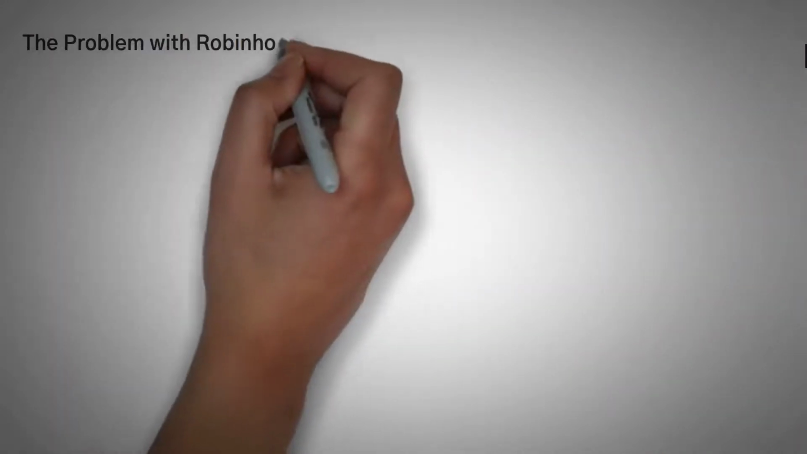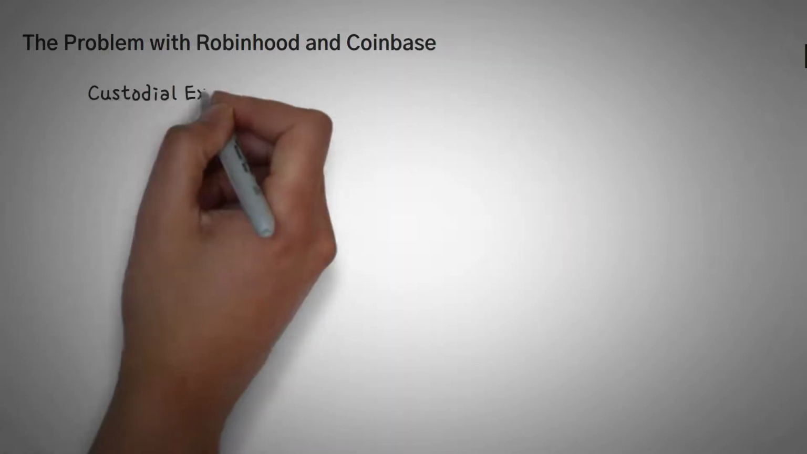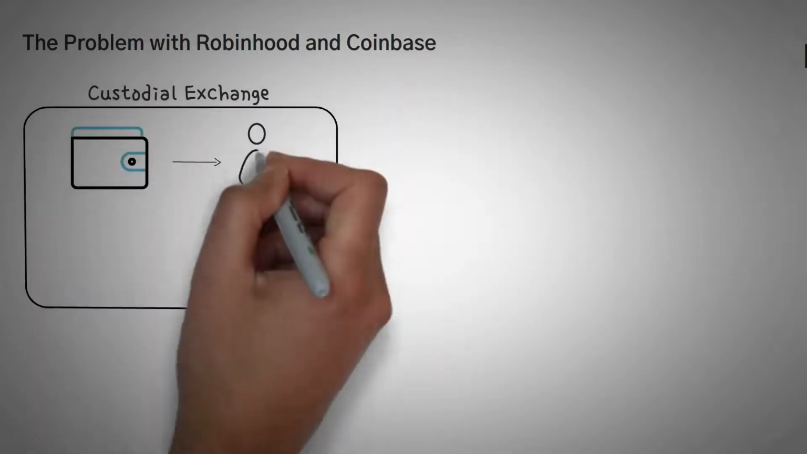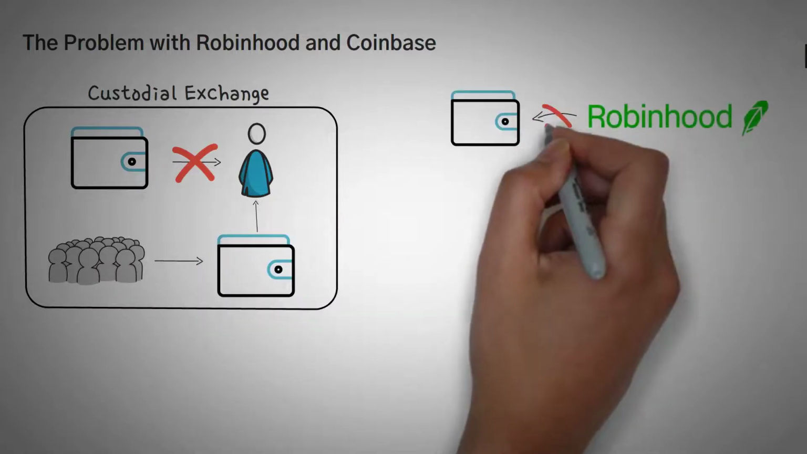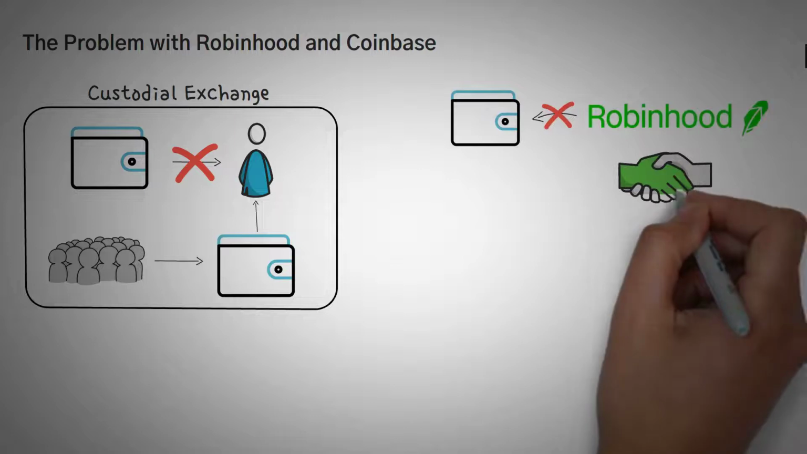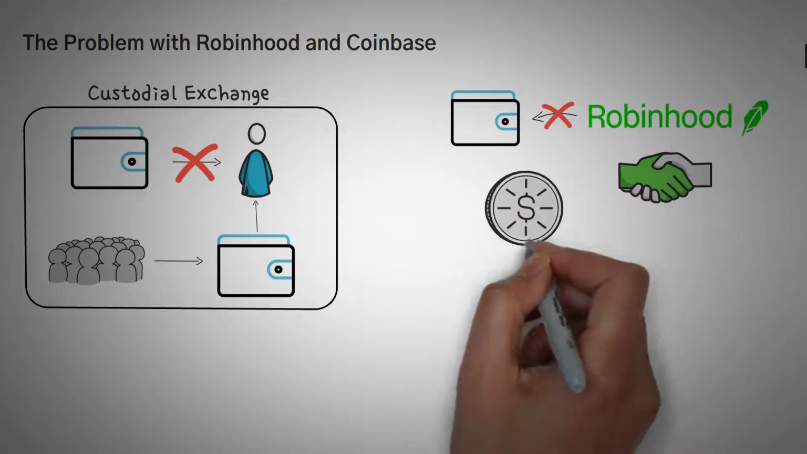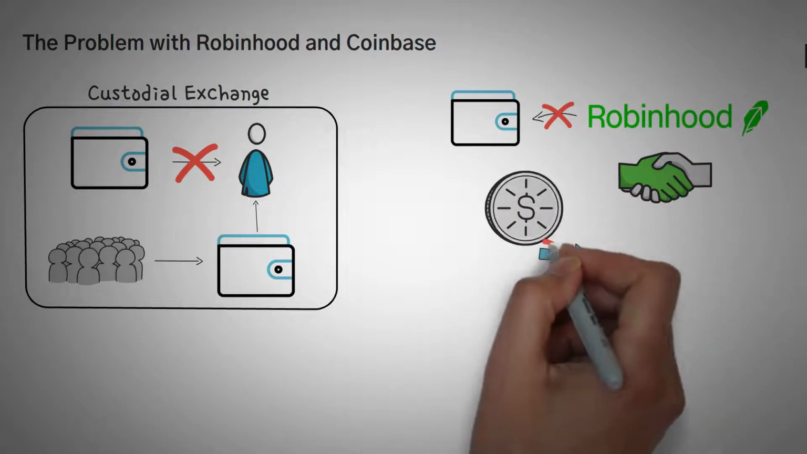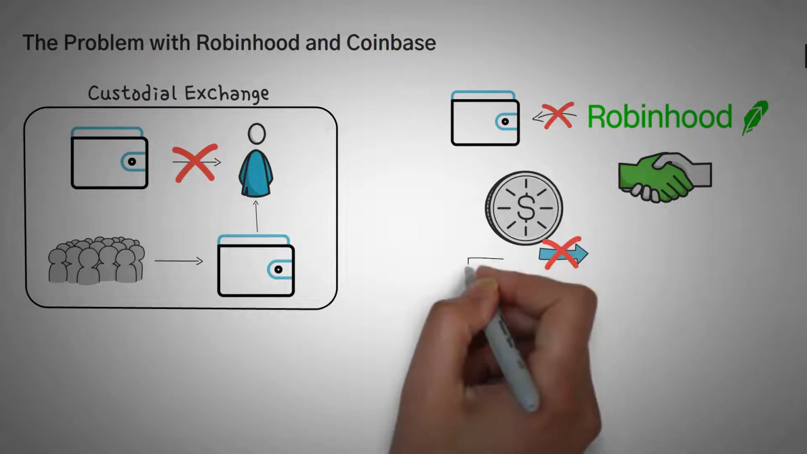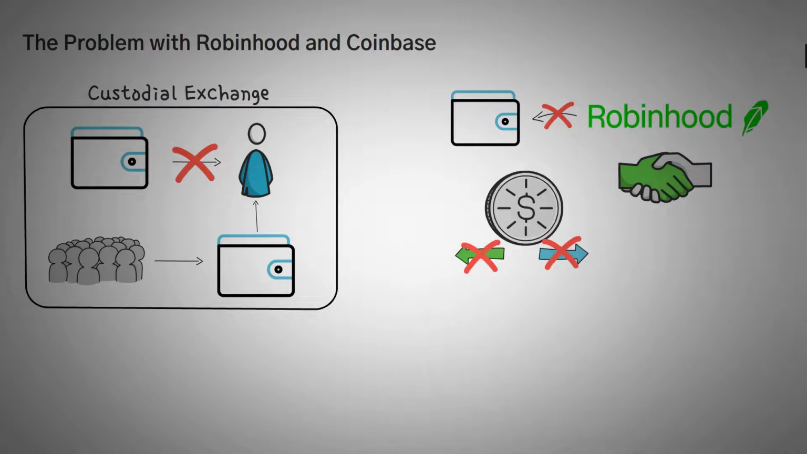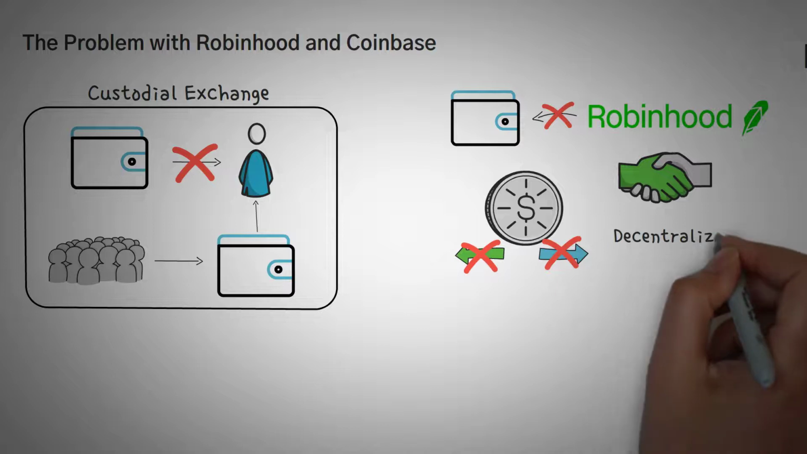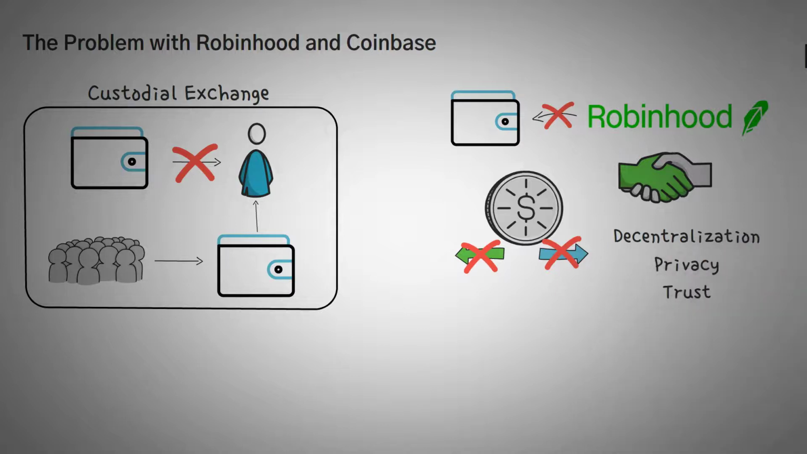Speaking of companies, let's go over the problem with Robinhood and Coinbase. These are non-custodial exchanges, which basically means they do not give you a wallet for yourself. They share one with you. Robinhood doesn't even give you a wallet. They just allow you to buy and sell. This means if you wanted to buy crypto and send it to your friend on Robinhood, you literally cannot do that. Similarly, if you wanted to receive some crypto from your friend, you also cannot do that. Robinhood is a horrible place to buy crypto if you believe in the fundamentals of why crypto was created in the first place, and that is decentralization, privacy, and trust.